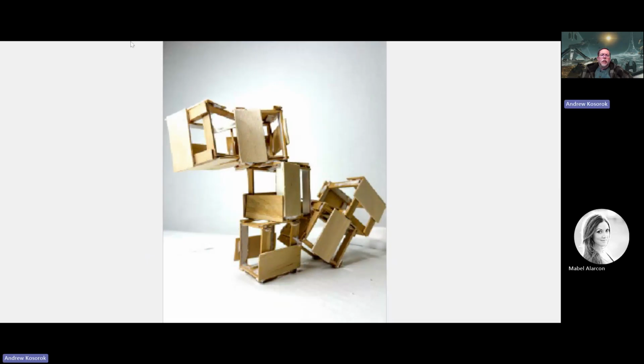So let me stop sharing, see if I can find another photo from another angle and see if that's resolved. Okay, hold on just a second. All right, I'm going to share my screen again.